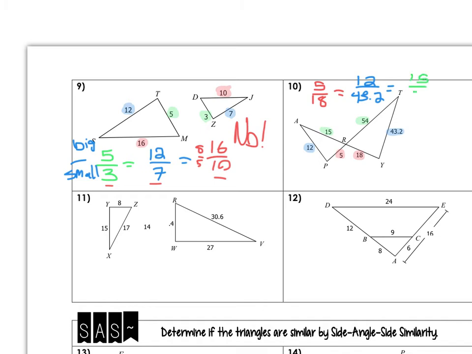So 15 over 54. And with this one, when you do all three of these proportions, they're actually the exact same thing. So this works, therefore this is a yes. And my statement is PAR is similar to triangle YTR. All right, next one. Again, we're going to do the same thing.